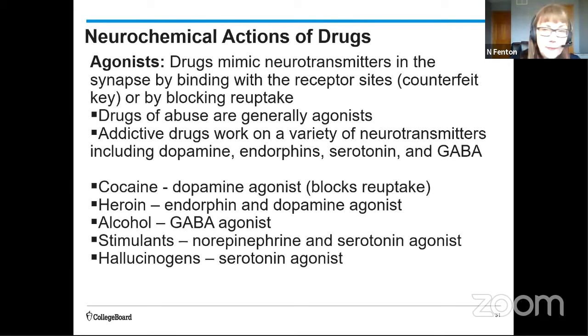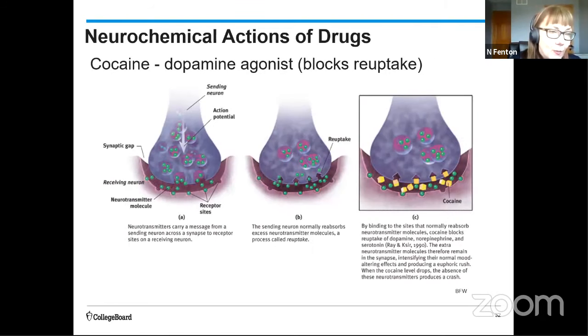So I'm going to take a little bit of a refresher here with how agonist drugs work. So if it's heroin, right, it's an endorphin agonist. And how heroin's going to work on endorphins is it's actually going to fit right into that receptor site that's designed for endorphins. And it's going to work like that counterfeit key to get the neuron to fire. With cocaine, it's going to work a little bit differently. It's going to work by blocking reuptake.